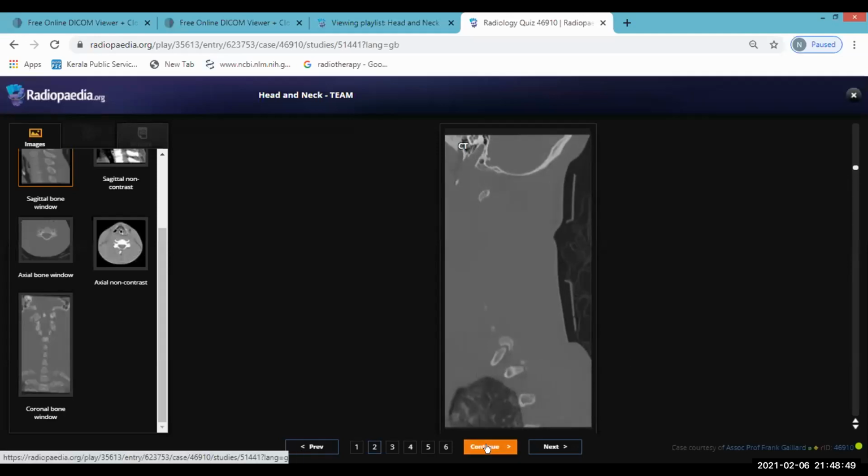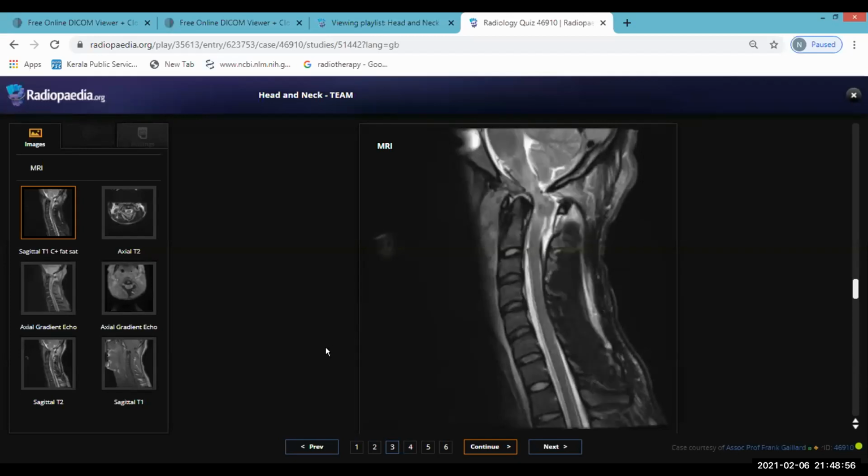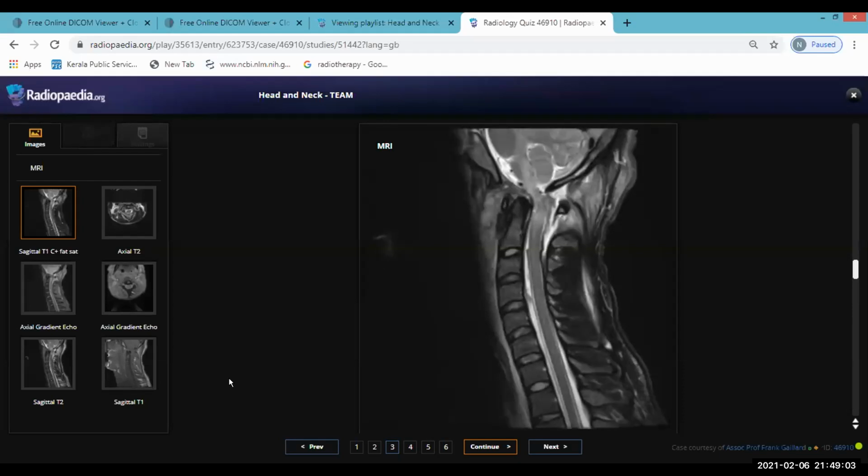I will go to the MRI. I'm provided with the sagittal T1 contrast fat sat images. I can see abnormal signal intensity involving the cervicovertebral junction, including the upper cervical cord. Correlating with the history, it might be because of cord contusion involving the cervicovertebral junction.